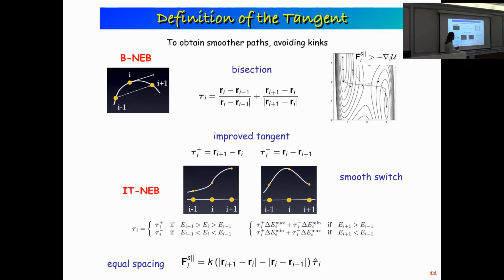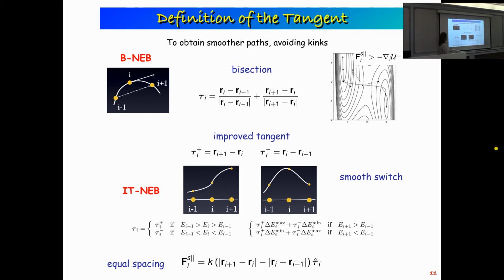Other methods are the B-NEB, the bisection NEB, where you see here how the tangent is defined. This has been shown to have some effects on the presence of kinks along the path if the spring parallel force is much larger than the perpendicular potential force. So to improve and to make smoother pathways, the improved tangent method has been introduced.